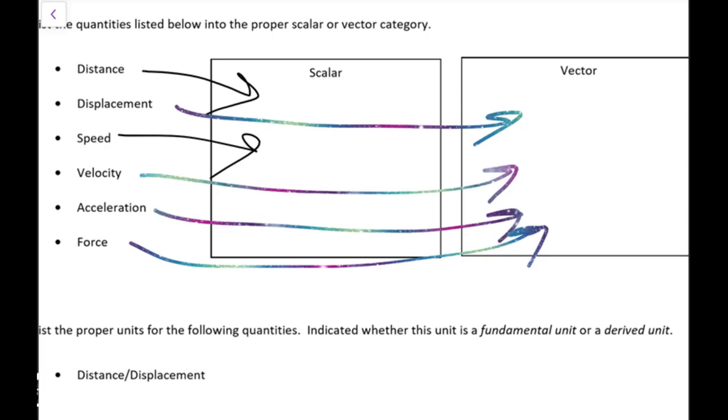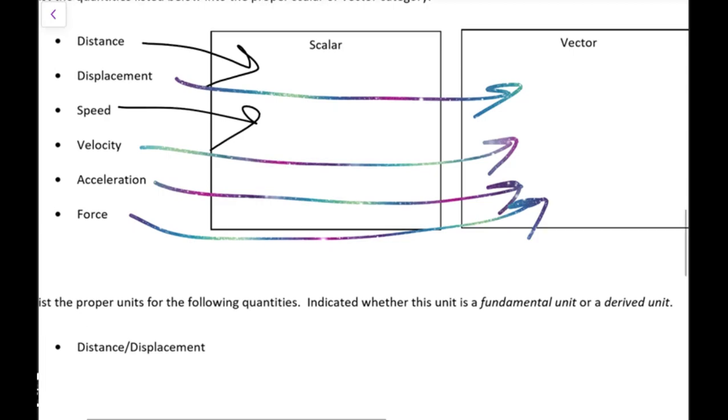The difference between, again, that goes back to that definition. Scalars have only magnitude, only a number component to them. Vectors have both a magnitude and direction. All right, and then here is another talk about fundamental versus derived units.